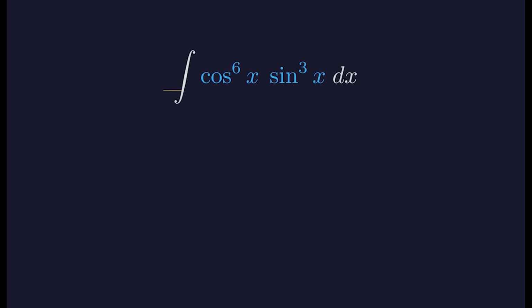Take this integral over here. That is the integral of cos to the power 6x times sine cubed x dx. Now, you can't just apply integration by parts here. There's no obvious u and dv split that simplifies things completely. And you definitely can't integrate cos to the power 6x or sine cubed x on their own in a useful way. So what's the move?